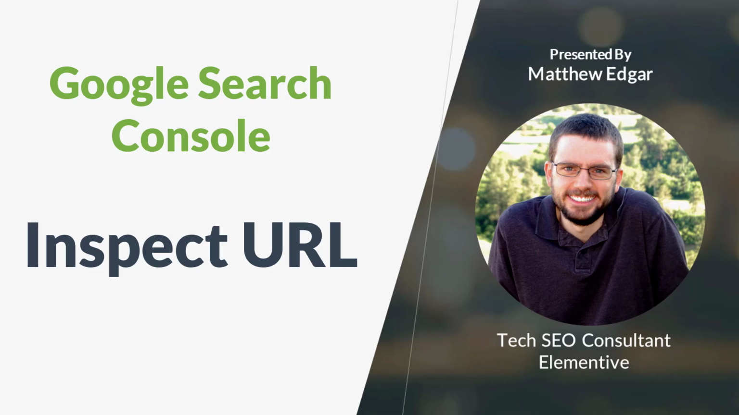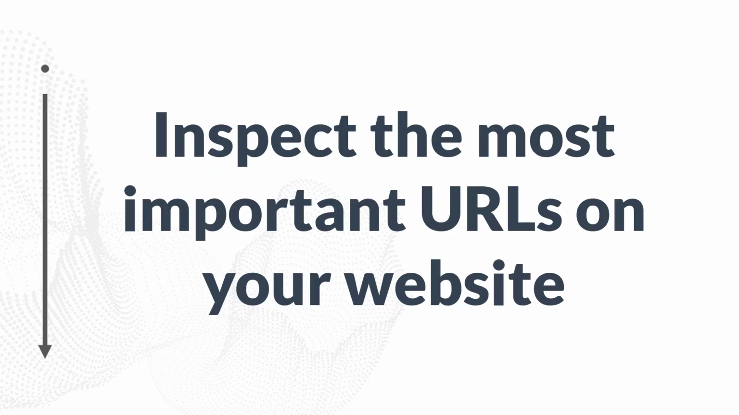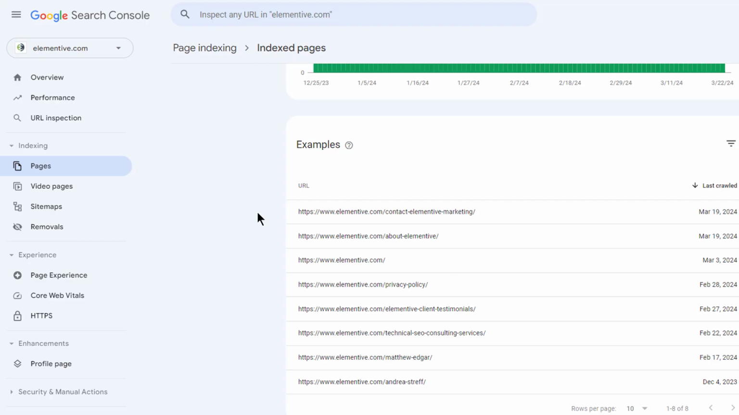When you're in Google Search Console looking at different reports and trying to diagnose issues, one of the most helpful tools that you can use is URL inspection. URL inspection lets you look at a specific URL on your website to see how Google is crawling and indexing that particular URL. You want to use URL inspection on the most important pages on your website. And by using URL inspection on those most important pages, you can make sure that Google is handling those pages appropriately. So let's talk about how you can use URL inspection.